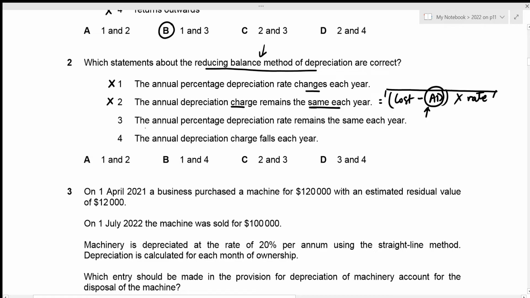Then the third one states that the annual percentage depreciation rate remains the same each year. We're talking about the rate, which should be constant each year. So this statement is actually correct. Then the fourth one is that the annual depreciation charge falls each year. Like I said before, the accumulated depreciation value increases each year, right? And when a negative aspect of any formula increases, the total value falls, which means that our annual depreciation charge falls each year, which is correct. So this statement is also going to be correct, which means that we're looking for 3 and 4, which is given in option D. So that will be the correct answer. This concludes the second question. We can now move towards the third one.